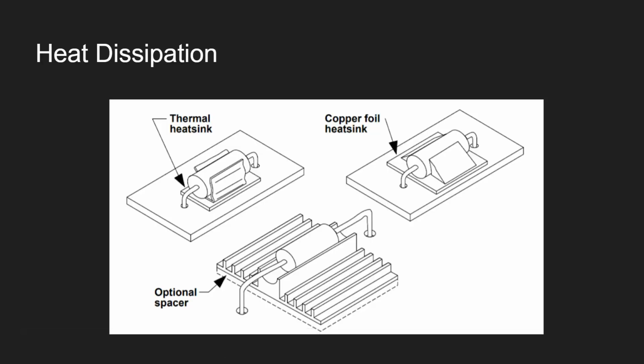Now in this slide you see different heat sinks, and these are designed for heat dissipation of components, which ensures that the maximum allowable temperature of the board material and the component is not exceeded under the operating conditions. So you can see these three different designs. This is a thermal heat sink provided under this component, and this is a copper foil heat sink provided under the component, and these are the spacers.